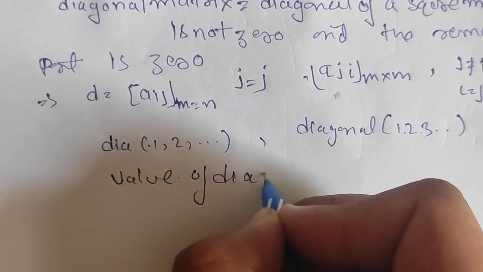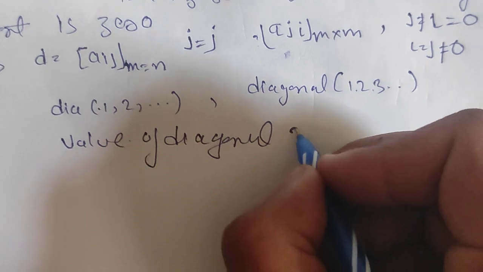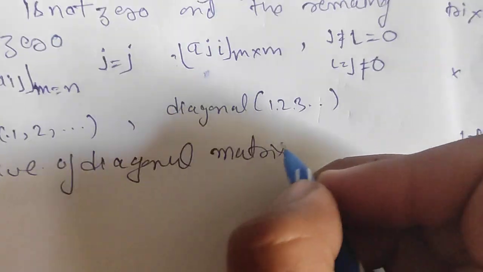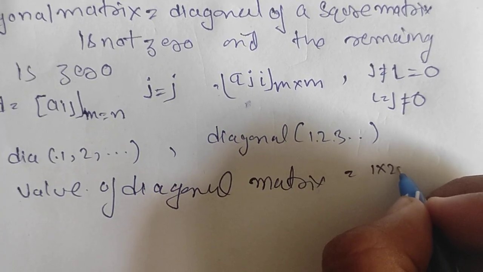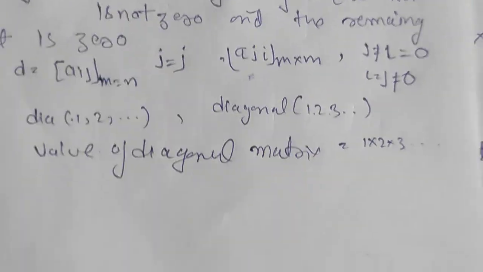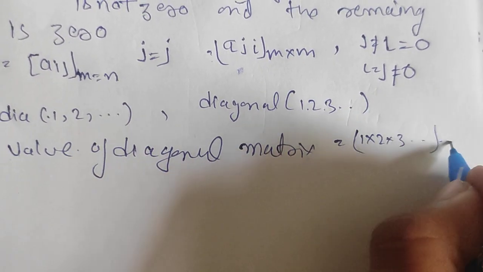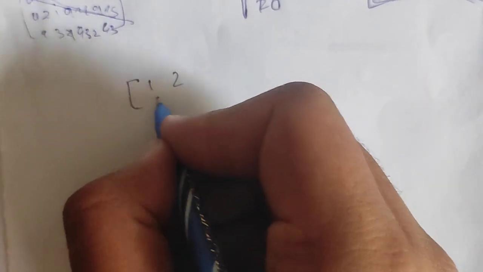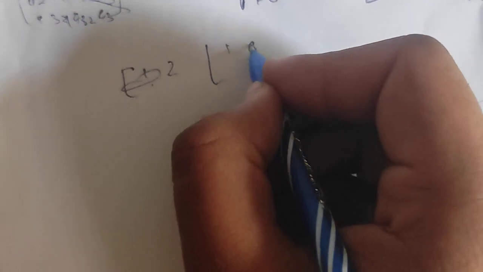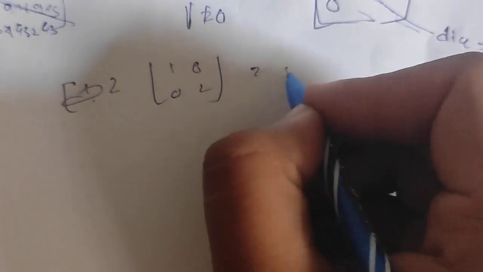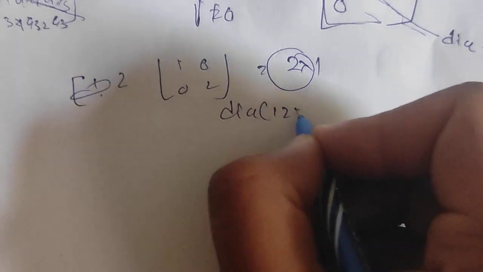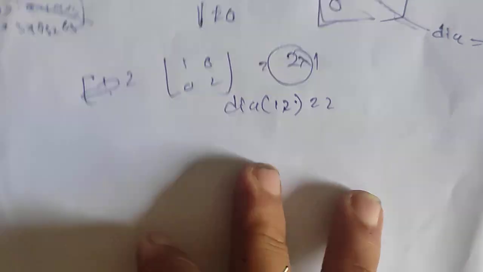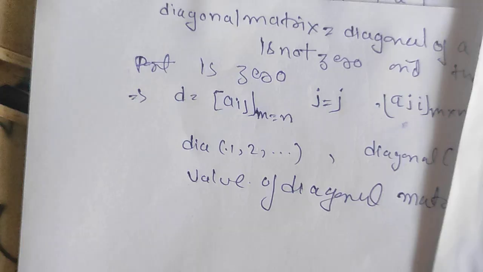And also we can see the value of the diagonal matrix: it is 1 2 3 all multiplied. Proof, for example, if we have 1 0 0 2, then the value of the diagonal is 2 into 1, because diag of 1 comma 2 is 2 into 1. I hope you understand.